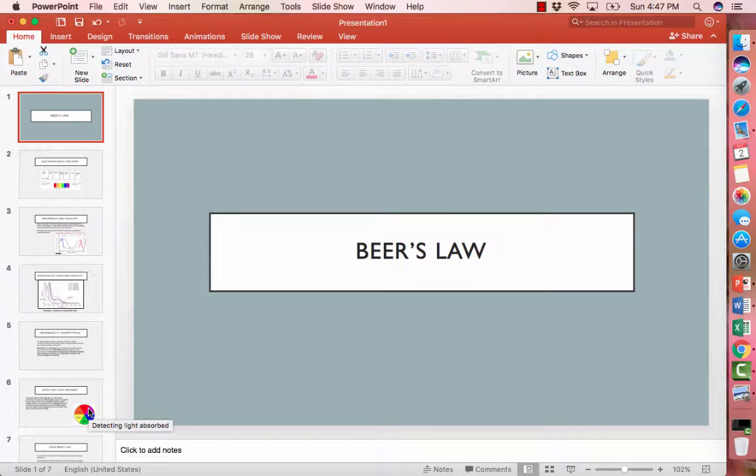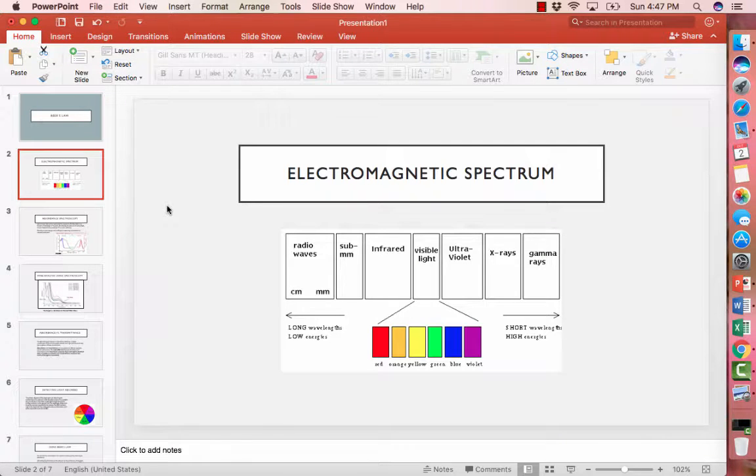We're going to be talking about Beer's Law, and this is going to be in preparation for the lab that you're going to do in class. So Beer's Law is based in the electromagnetic spectrum. Substances absorb light and they also transmit light. So we can use Beer's Law to determine how concentrated a solution is based on how much light it absorbs.